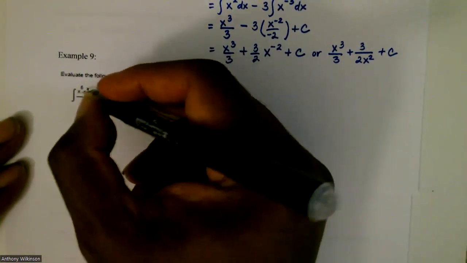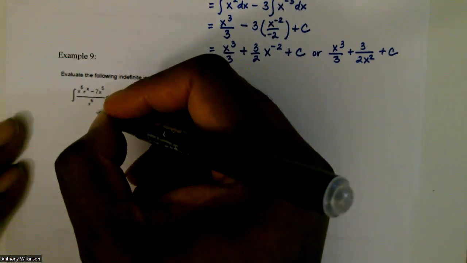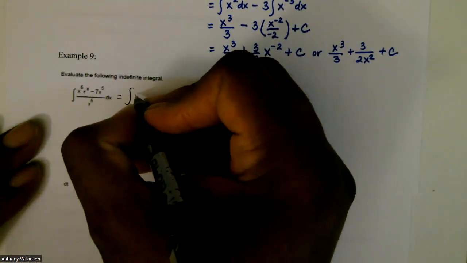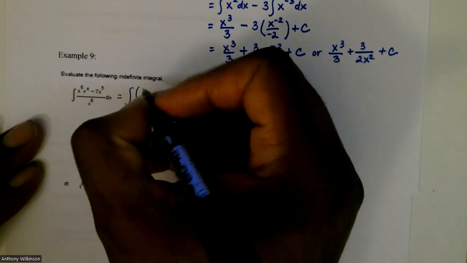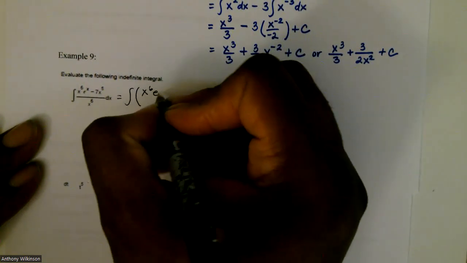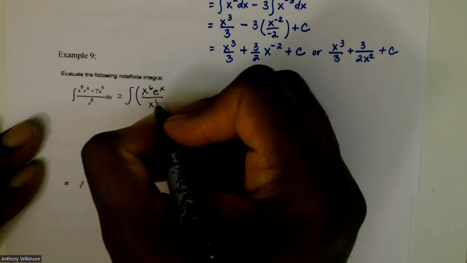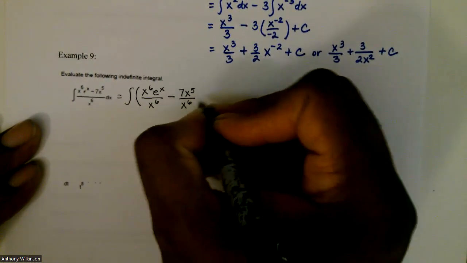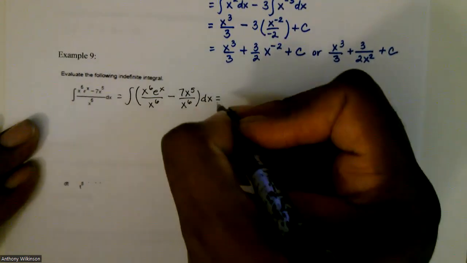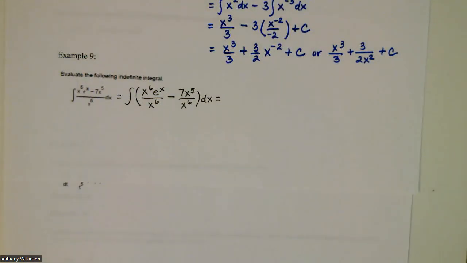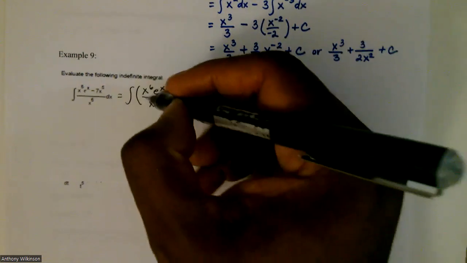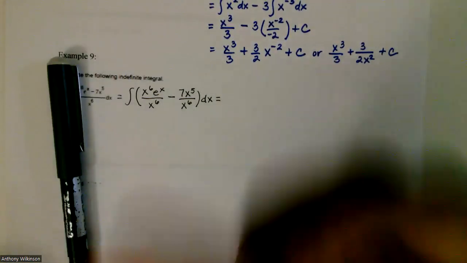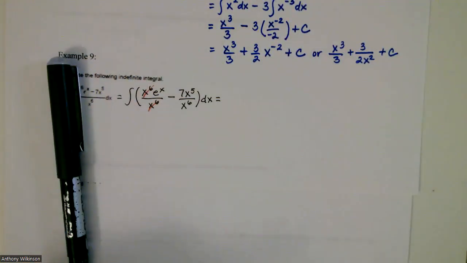So here, each term in the numerator will be divided by x to the 6th. So I can write this as the integral of x to the 6 e to the x divided by x to the 6 minus 7x to the 5th divided by x to the 6. And all of this is going to be dx. Now, when I simplify this, your x to the 6th in the numerator and the denominator divides out, and I'll be left with e to the x.